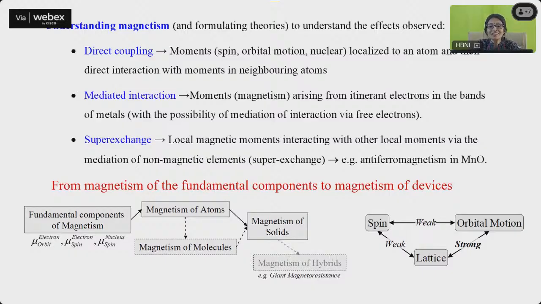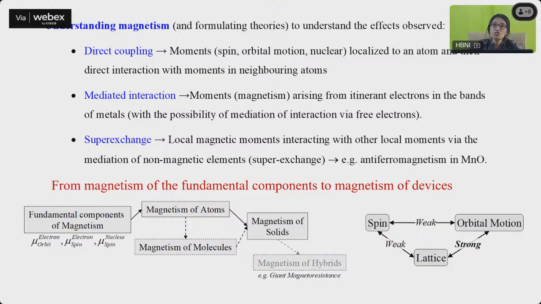When you are understanding magnetism, you have to understand the different effects which are observed. What are the different effects? You can have direct coupling. All these moments, whether spin, orbital or nuclear, are localized to an atom and interact directly with moments in the neighboring atoms. This gives rise to direct coupling. Then you can have something known as mediated interaction. Here the magnetism arises from the itinerant electrons in the bands of metals, with a possible mediation of interaction via free electrons. This is known as mediated interaction.